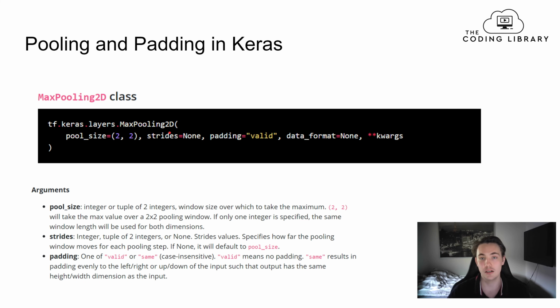We can extract it from this TensorFlow Keras layers module, where we can then get the max pooling layer. Then we need to specify the pool size, which is the pool or filter size that we want to apply. In this case, it is 2x2, but the examples we went over in the slides are 3x3. And then we can also specify the strides. The strides is a tuple of 2 integers or none. It's the stride values, which specifies how far the pooling windows move for each pooling step, or each iteration. And if it's none, it will default to the pool size.